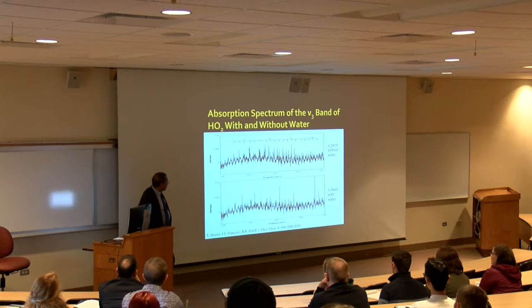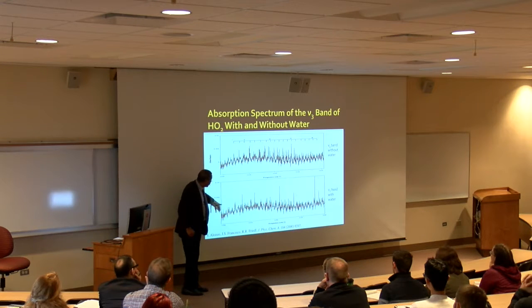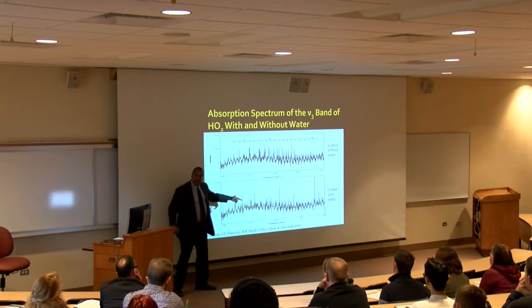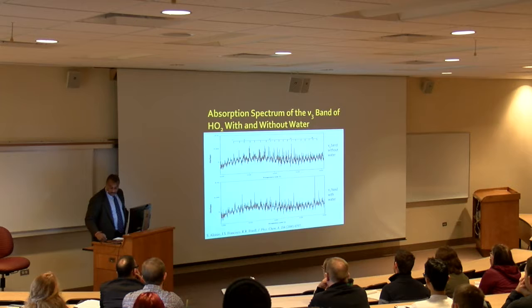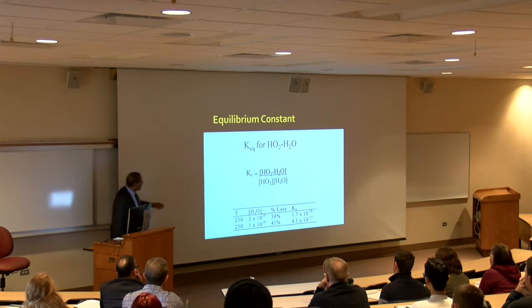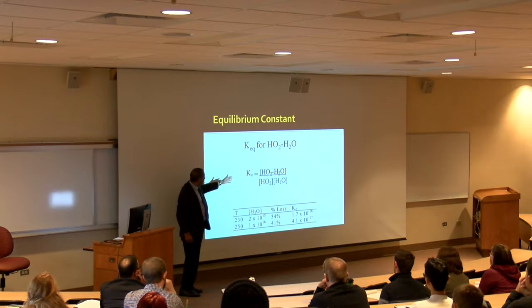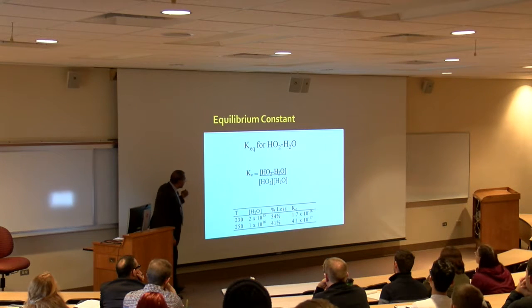And now you know how much HO2 you have, you know how much water you have, you introduce the water. Now you can see the HO2 lines drop, which means you're losing HO2, but you see new line features coming in, which are due to the HO2 water complex going in. And because you know the water and how much HO2 you have, assuming that all the HO2 goes to HO2 water complex, so you have this loss mechanism, you can calculate equilibrium constant from that.